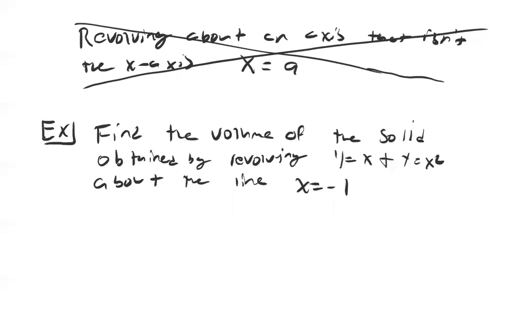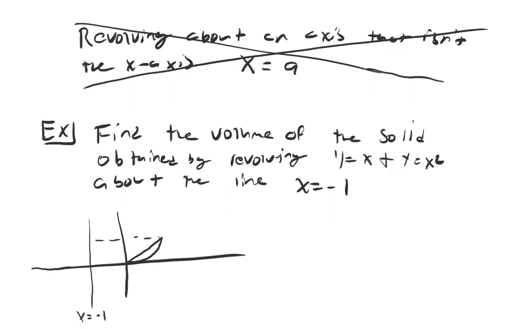Okay, so I'm going to draw this. So same idea. In fact, same region here. So I have that. Now I want to revolve around the line x equals -1. So I'm going to get something that looks like this.